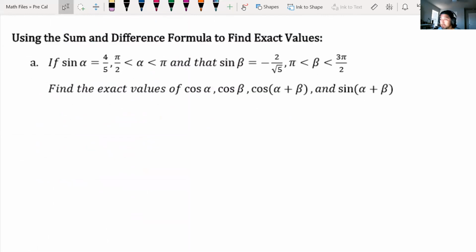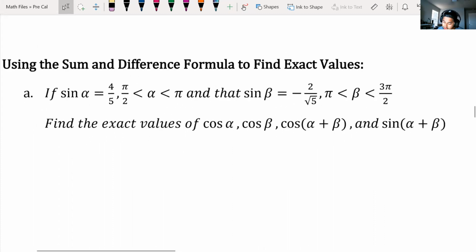All right, next. Use the sum and difference formulas to find exact values. So this says if sine alpha is 4/5 and alpha is between pi over 2 and pi, and sine beta is -2 over square root of 5, where beta is between pi and 3 pi over 2. Find cosine alpha, cosine beta, cosine alpha plus beta, and sine alpha plus beta. Oof. All right. So we've got our work cut out for us.